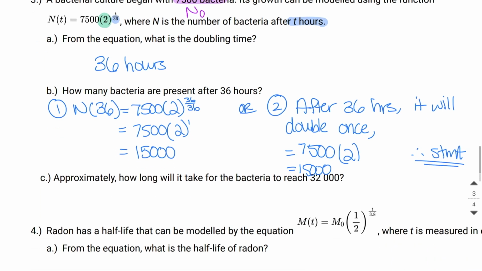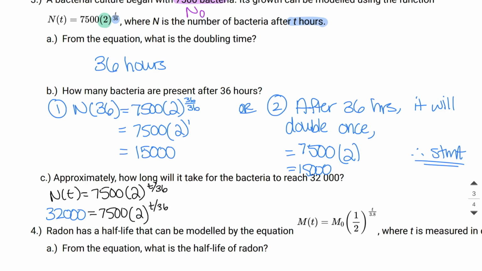Okay, and then the last question is, how long will it take for the bacteria to reach 3,200? So here, we would say, well, n of t equals, we'll use the equation, 7,500 times 2 to the power of t over 36. And then I'm going to replace n of t with 3,200. And then I could use algebra to solve this, but eventually you're going to get a point where you have a variable in the exponent, and you can only solve that algebraically with logarithms, which again, we haven't learned how to do. So our only option is to guess and check.